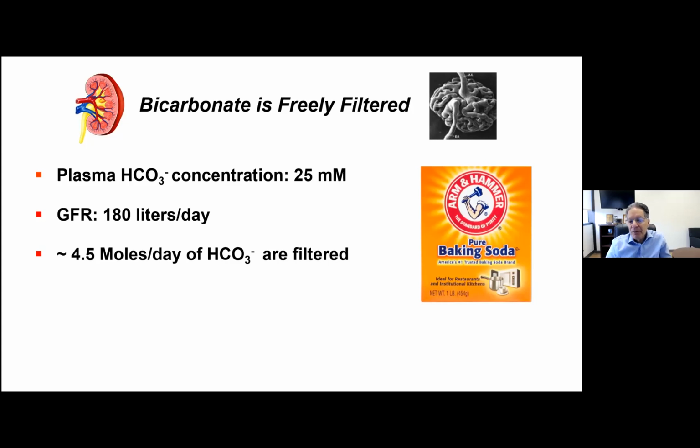Now, what about the bicarbonate? So the PCO2 is in a sense easy. We have production and excretion. The bicarbonate story is a bit more complicated. How does the bicarbonate stay at 25?